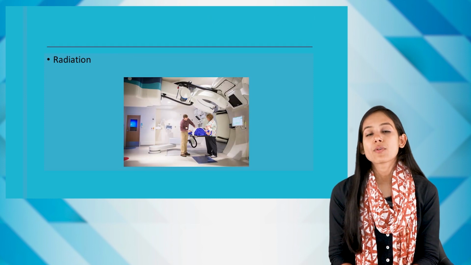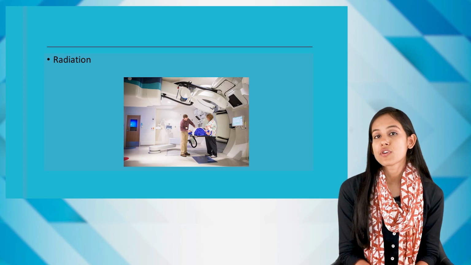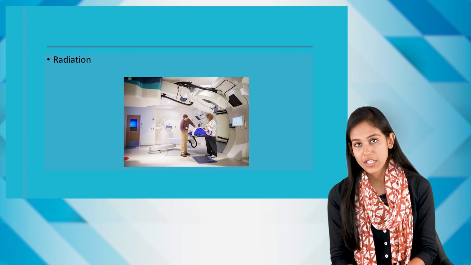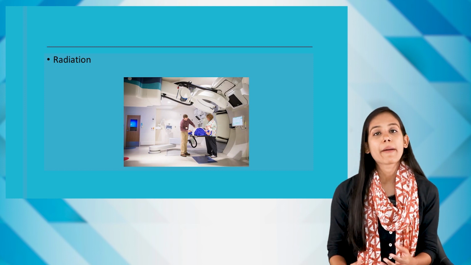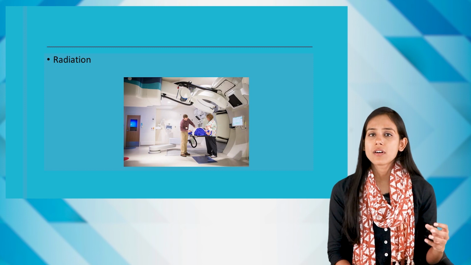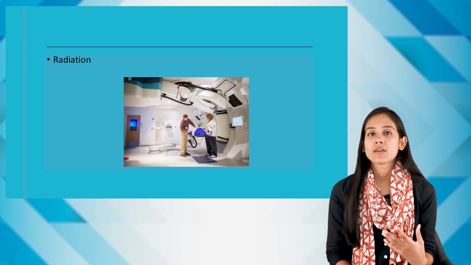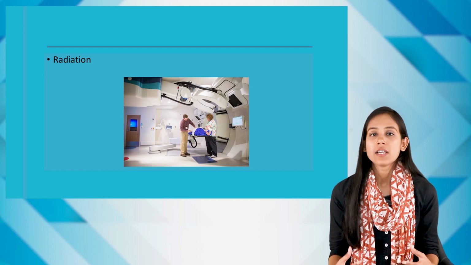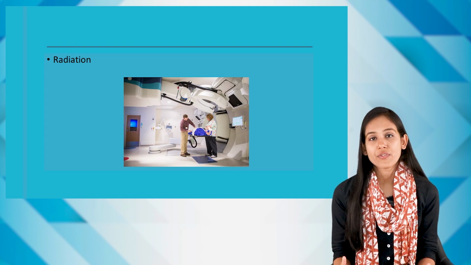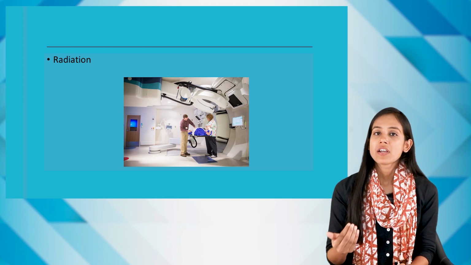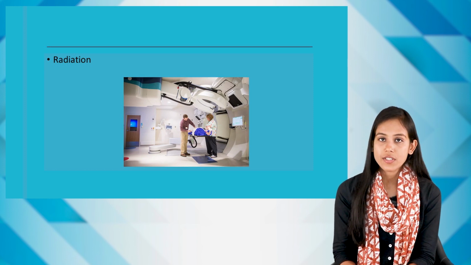Now apart from this, we can also use radiation. Remember, radiation is not used for children who are below 5 years of age. Why? Because in this age group, their brain is rapidly growing. So if you give radiation at this stage, it might disturb the cognitive development. It might disturb the growth of the brain. So because of that, for children below 5 years of age, radiation is not used.